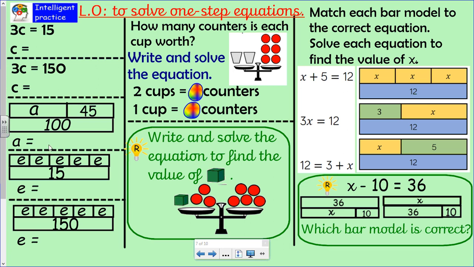Bar model to help you on this one. If what is a? The total is 100. You've got 45. What is a?